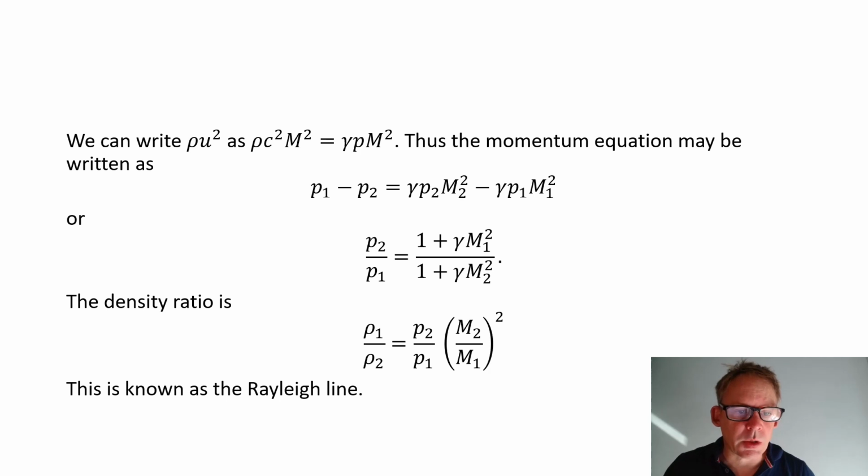What we're aiming to do next is find a second relationship between P2 and P1, which we can get from the momentum equation combined with the equation of state. So we end up with P2 over P1 being expressed in terms of the Mach numbers. This gets our second relationship, known as the Rayleigh line, of rho 1 over rho 2 in terms of the strength of the shock and the Mach number.